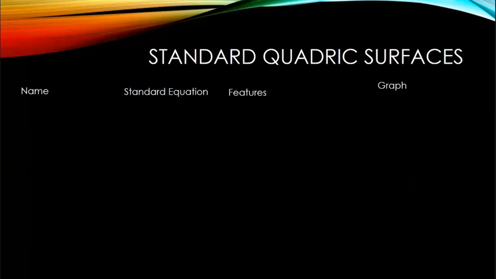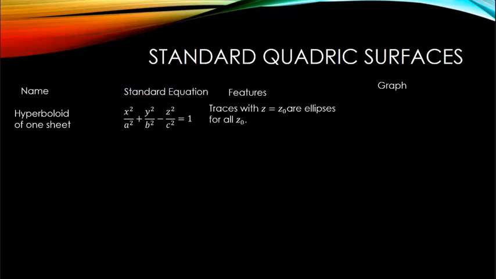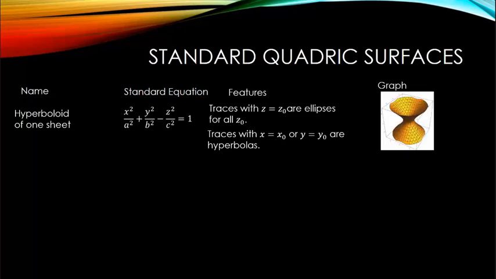where the points of the cones meet at the origin of my coordinate system. Additional standard quadric surfaces include the hyperboloid of one sheet. This has an equation of the form x squared over a squared plus y squared over b squared minus z squared over c squared is equal to 1. The features here have traces where z is equal to z naught that are ellipses for all z naught, and traces where x is equal to x naught or y is equal to y naught will be hyperbolas. The graph of this resembles an hourglass or a cylinder that's been pinched in the middle, with the waist centered at the origin of my coordinate system.